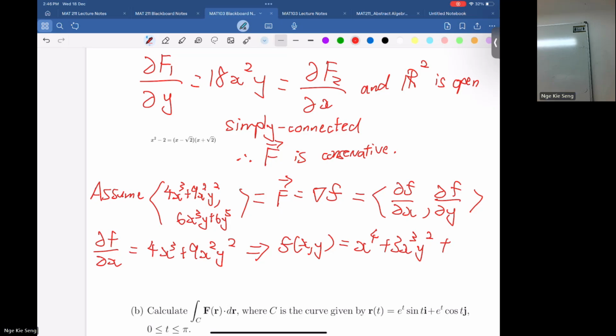Why? Remember, when we do partial derivative with respect to x, we treat y as a constant also. So you need to add back a function in y. You need to add everything in terms of y back here, not just a constant, because the constant includes the y variable. And then what do you do?